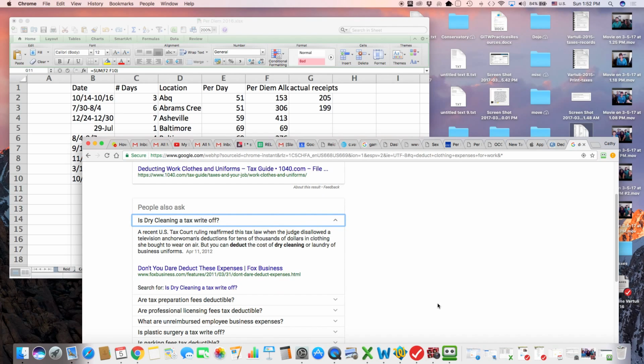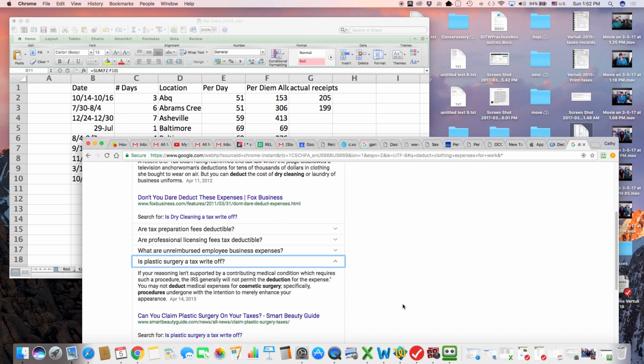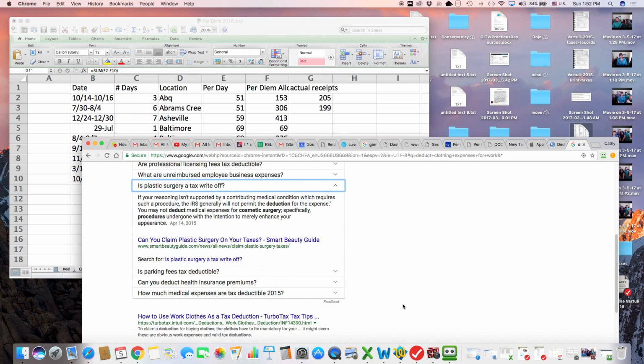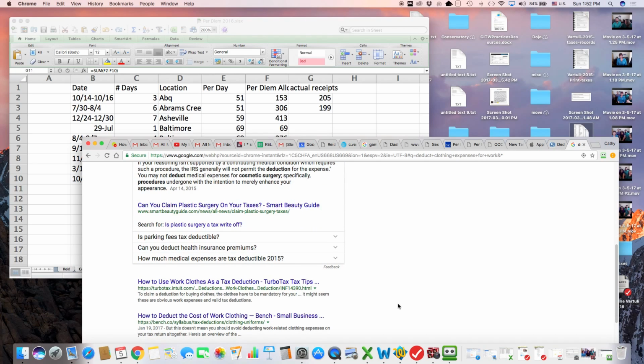Is plastic surgery a tax write-off? If your reason is supported by a contributing medical condition. But to say, yeah, I've had plastic surgery to retain my deltoids and trapezoids, it's covering up my spinal cord. If it wasn't covered by insurance, it would have been... You may not deduct for cosmetic surgery. I'm surprised that Hollywood doesn't find a way to do that. Maybe it's required by work in California.